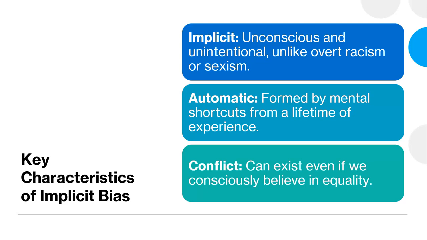So, implicit biases are implicit, they're automatic, and finally, this is very important, our implicit biases may conflict with our conscious beliefs. You can be a person who genuinely believes in equality and fairness for all, but still hold implicit biases that influence your actions in subtle ways. This is why the topic can be so uncomfortable for us. It forces us to look at the gap between what we believe and how we sometimes behave.